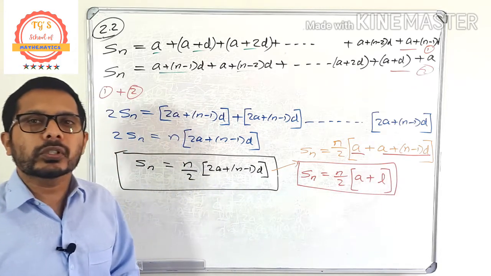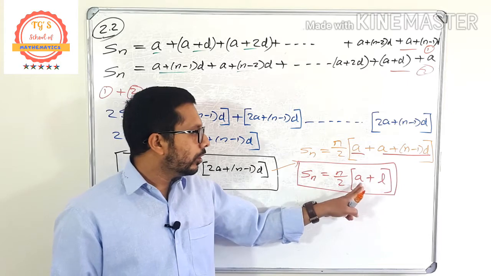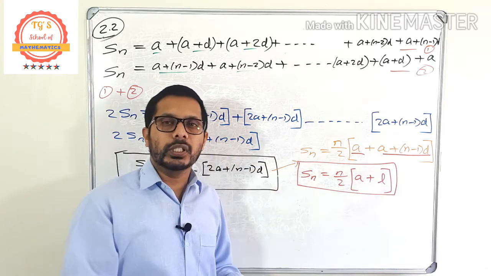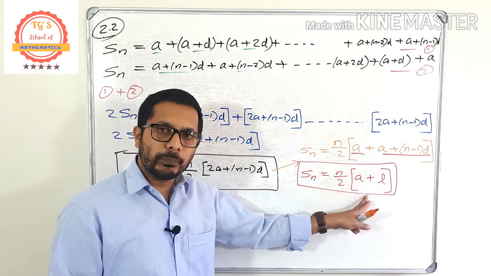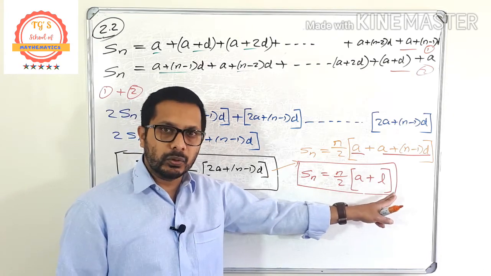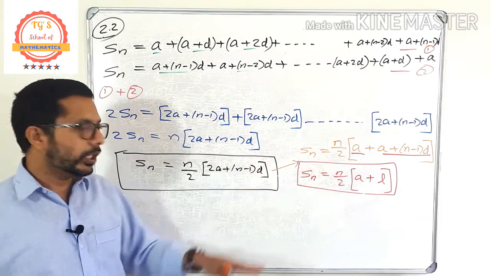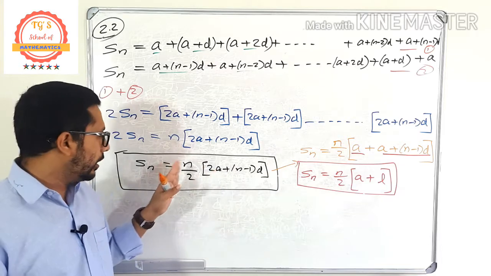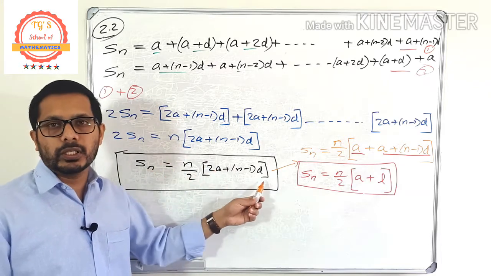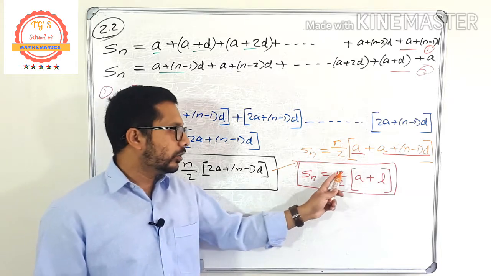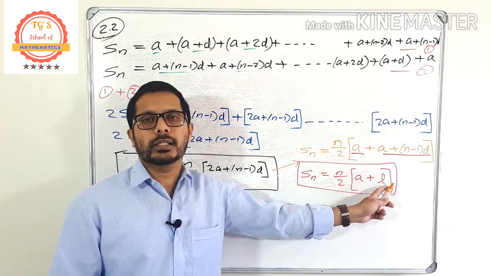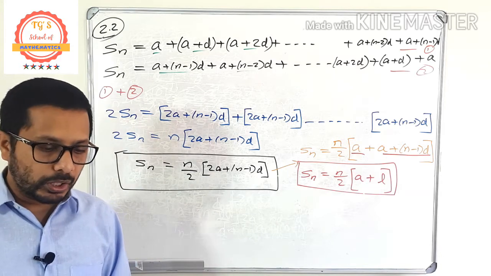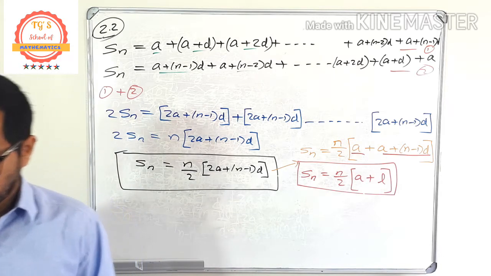So it depends on the question. In some question papers you have to know what the first term and the last term are. In that case you can use this formula, n over 2 into a plus l, or if you don't know the last term then you can use this formula. Both are the same thing. So Sn is equal to n over 2 into 2a plus n minus 1 d, or Sn is equal to n over 2 into a plus l. So that is question number 2.2. Now let's go to the next question.